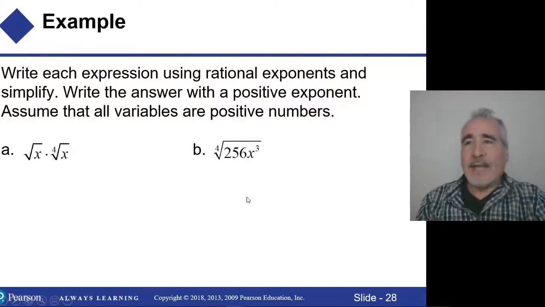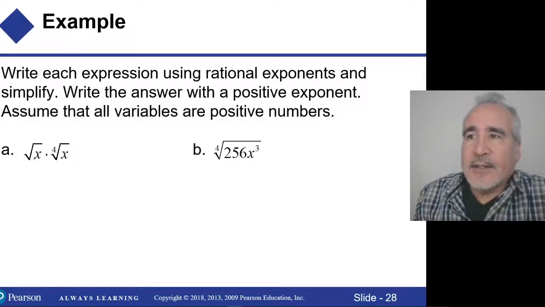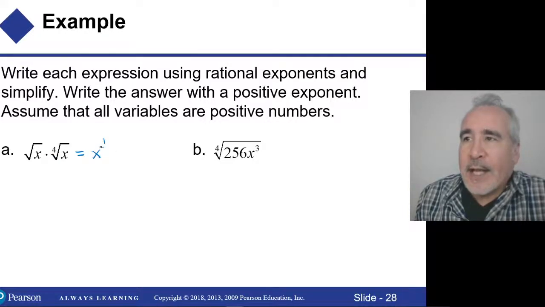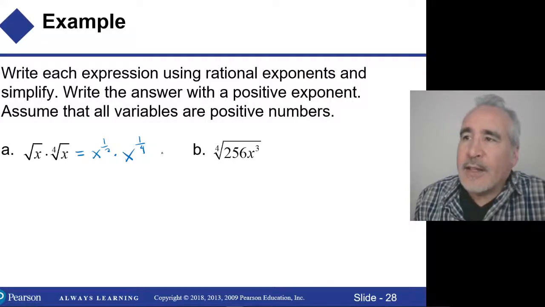Okay, and then what we're going to do is we're going to work through a few exponents together. So this is a square root and a fourth root. So this is the same thing as saying this is x to the 1/2 times x to the 1/4, right? And since these have the same base, all we have to do is add the exponents. It's easy to say, right? So this is 1/2 plus 1/4.